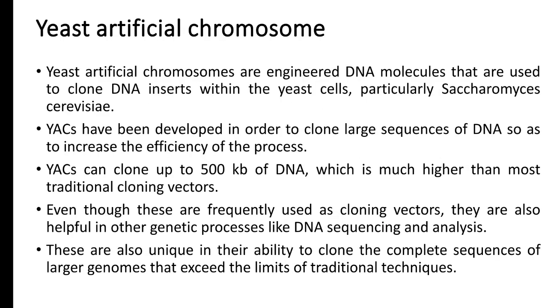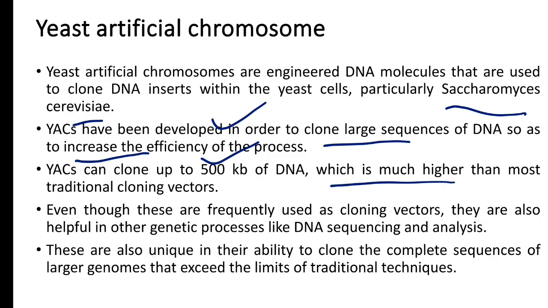Next, yeast artificial chromosome vector. These are also engineered DNA molecules which are used to clone DNA inserts within yeast cells, particularly Saccharomyces cerevisiae. These are developed in order to clone large sequences of DNA, so to increase the efficiency of the process. It can clone up to 500 kb of DNA, which is higher than most of the traditional cloning vectors.